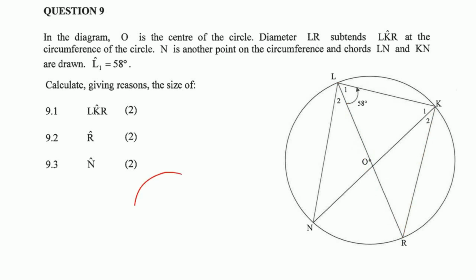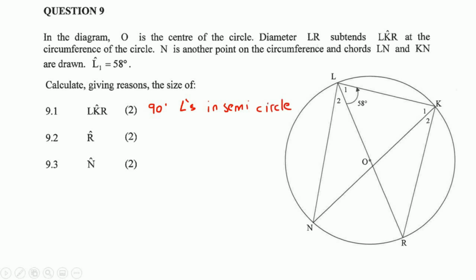So remember, when you have a circle and you have a diameter, then any other angle that you make with that diameter is always 90 degrees. We call this the angles in a semicircle. So the answer here is 90 degrees. And then you must give a reason, and that would be angles in semicircle.